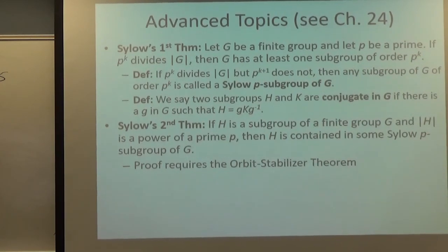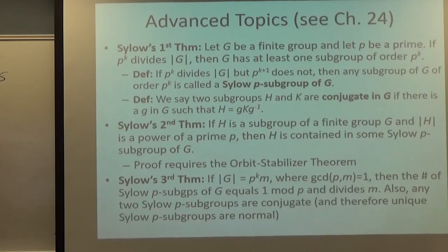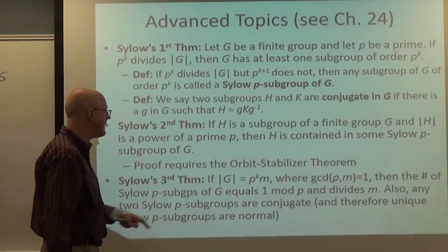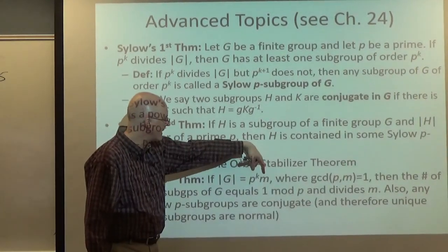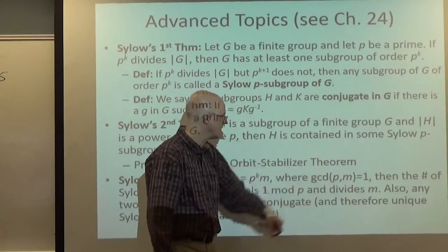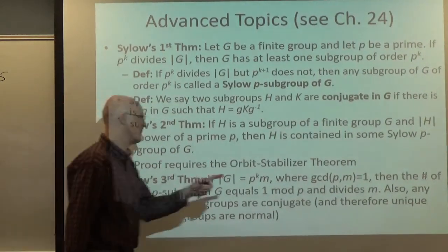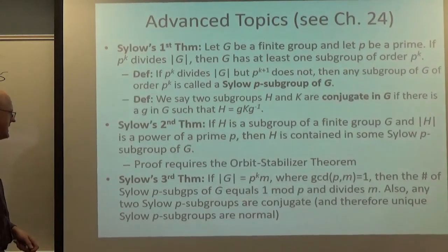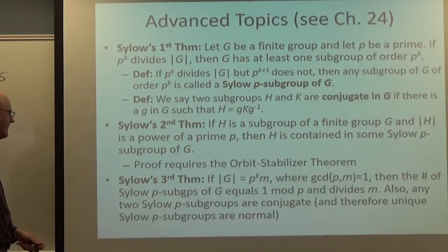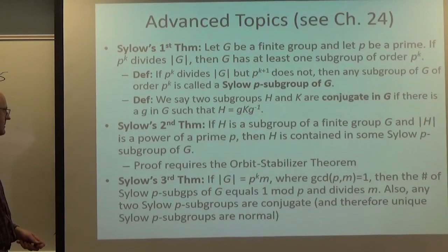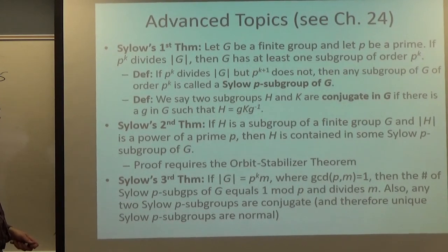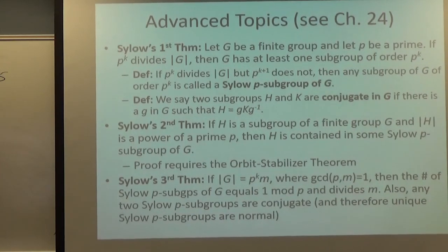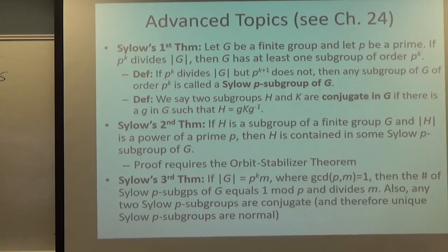I think the coolest Sylow theorem is Sylow's third theorem, though. If the order of G equals a prime p to a certain power k times another number m that's relatively prime to p, the GCD of p and m is 1, then the number of Sylow p-subgroups of G equals 1 mod p and divides m. Also, any two Sylow p-subgroups are conjugate, and therefore unique Sylow p-subgroups are normal. This has a lot more applications than you might imagine at first glance.